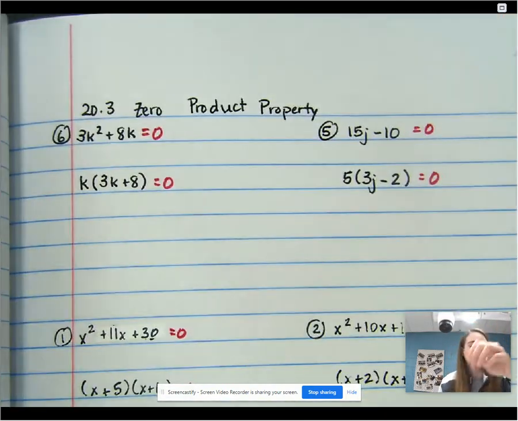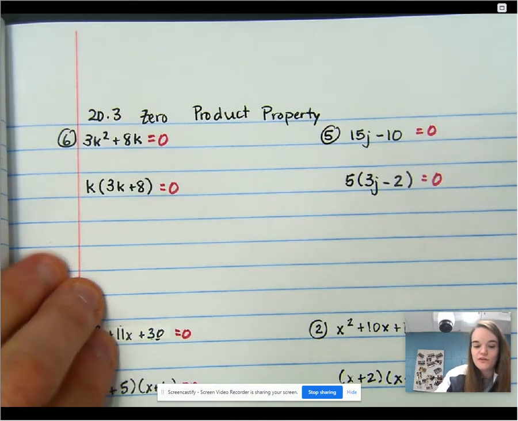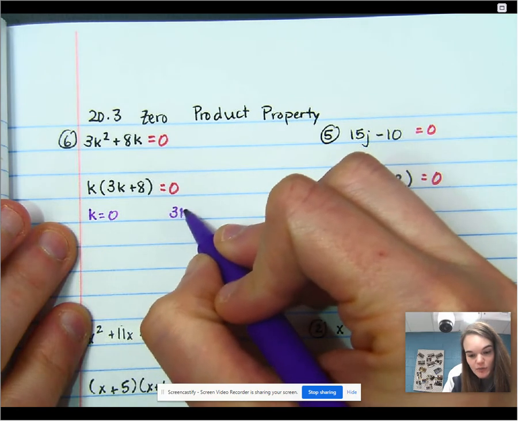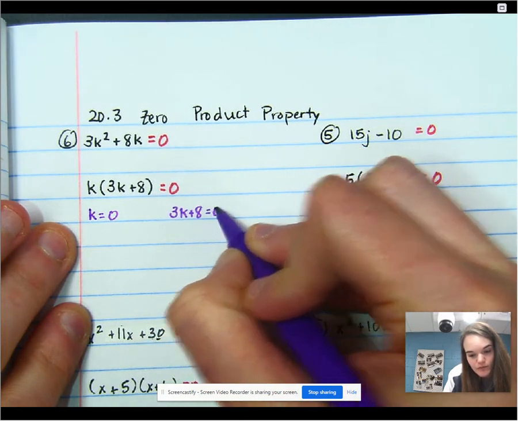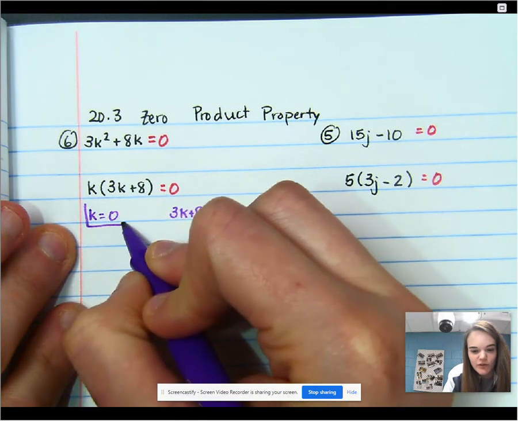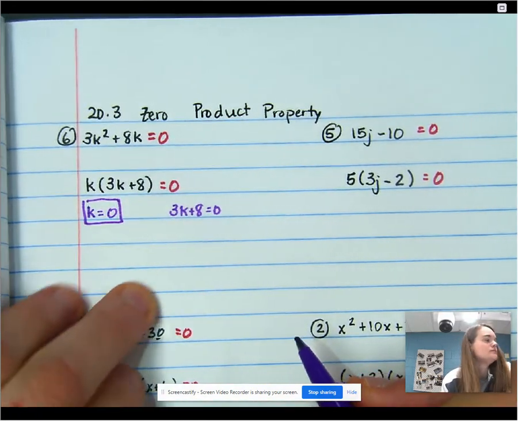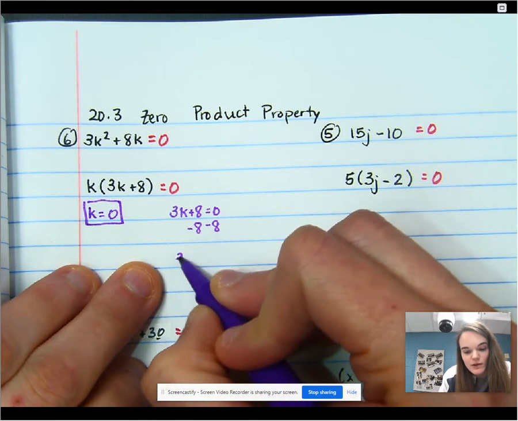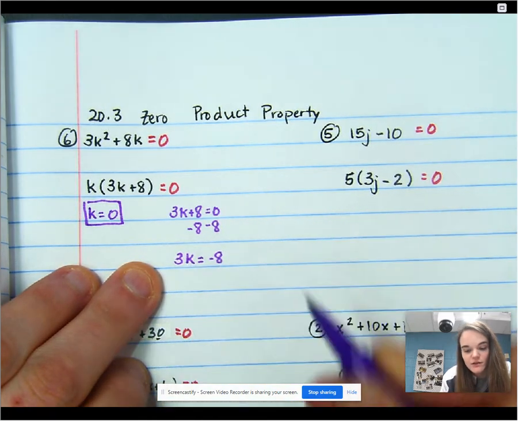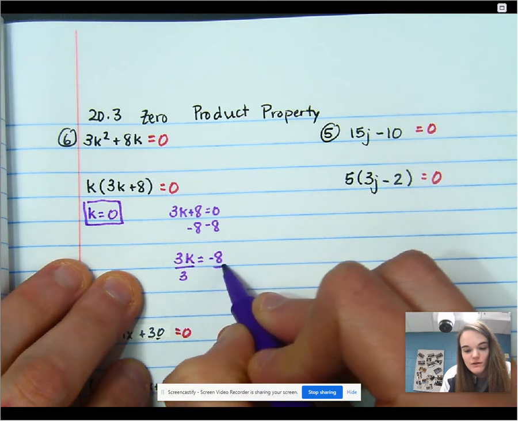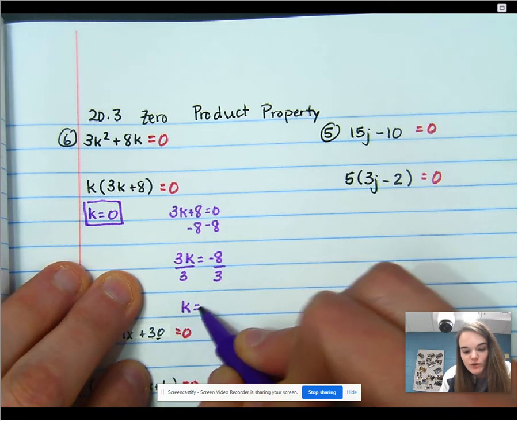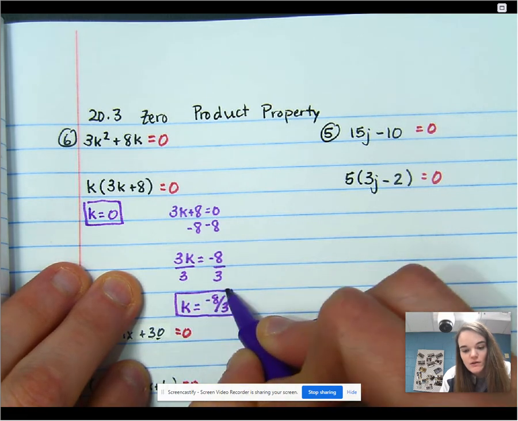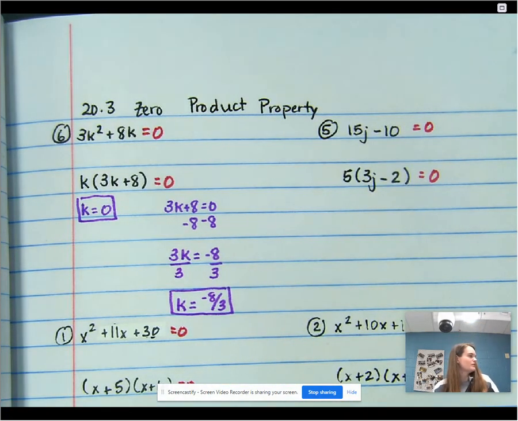Okay, number 6. I'm going to set this up. k equals 0. 3k plus 8 equals 0. And solve. This one is already solved. Nothing to do there. This one I'm going to subtract 8. 3k equals negative 8. Divide by 3. So k equals negative 8 thirds. There are my two answers for number 6.